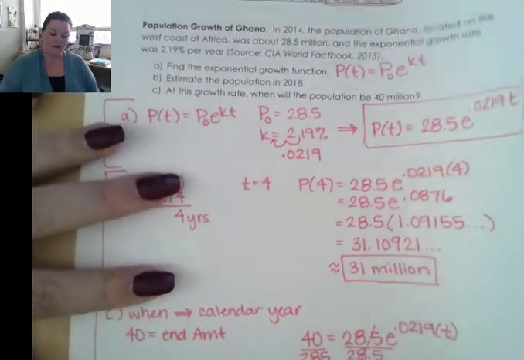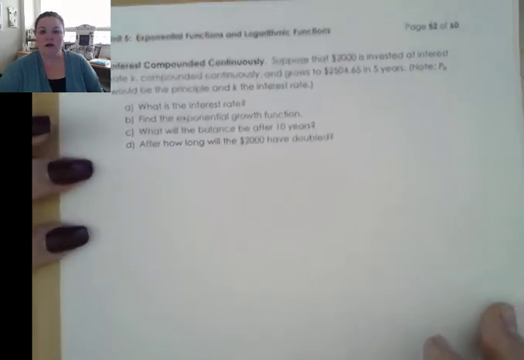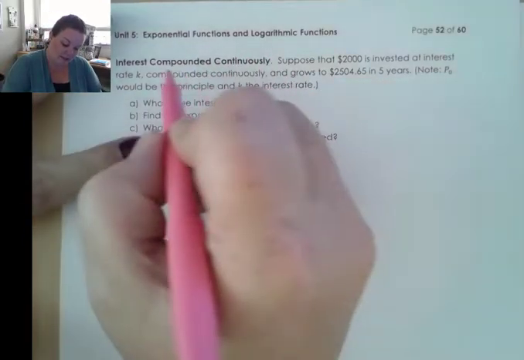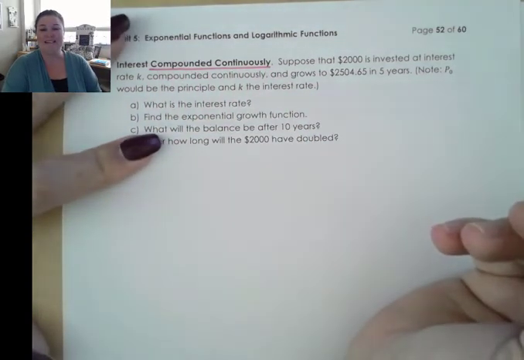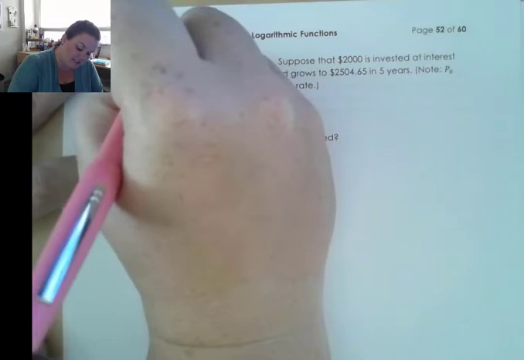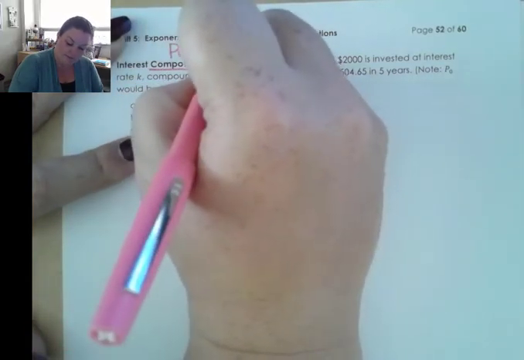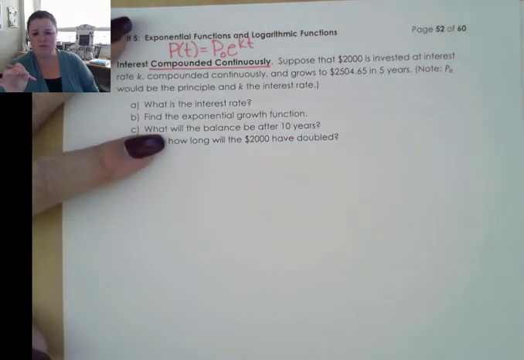Let's go ahead and look at the one on the top of page 52. This one is talking about interest compounded continuously. So we're not talking about simple interest. We're talking about interest compounded continuously, which is a dead giveaway that we're going to be using, again, this equation. Now, usually we use P when we talk about population.